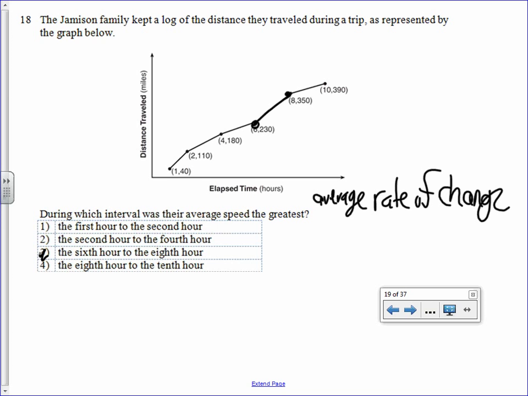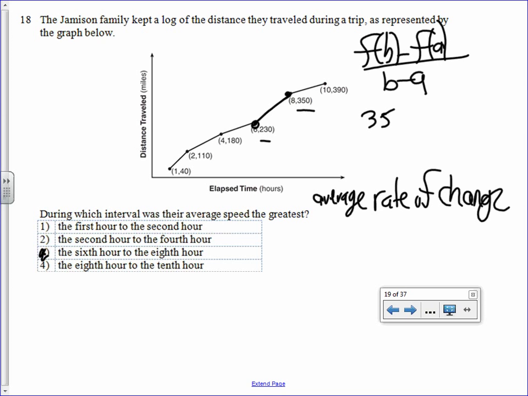Now, to do this a little more mathematically, for average rate of change, we know our formula: f of b minus f of a over b minus a. F of b and f of a are 350 minus 230. b minus a is 8 minus 6. If you put that into the calculator, you get an answer, and if you compare it to the rest of them, that one is going to be the greatest. I'm not going to do that now.